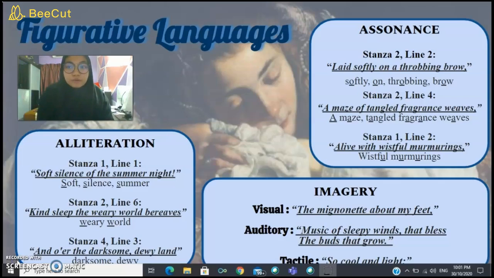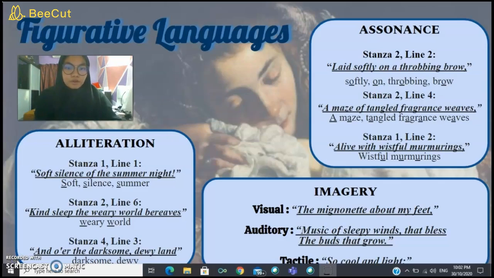Many imagery can be found in the poem, such as visual, auditory, and tactile. For visual, the mignonette about my feet. Mignonette is a plant with spikes of greenish flowers. Therefore, we can imagine using our eyes virtually with the image given to us by the poet.